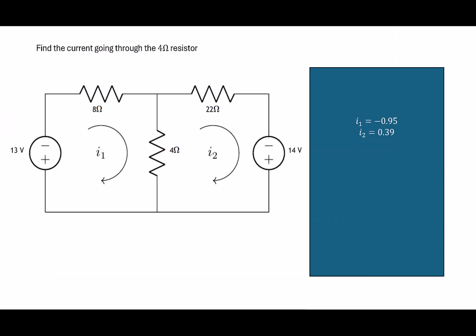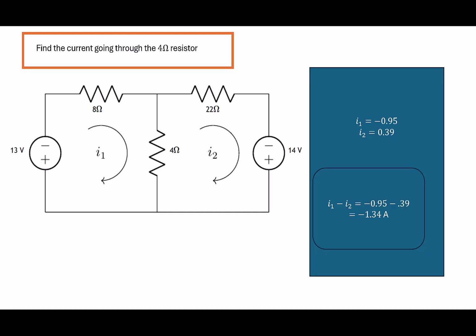Now that we have our values for I1 and I2, we can answer the original question, which was finding the current through the 4 ohm resistor. In this resistor, notice that we go through I1 and I2, so we need to set up our equation as I1 minus I2, which is negative 0.95 minus 0.39, which gives us a total of negative 1.34 amps.